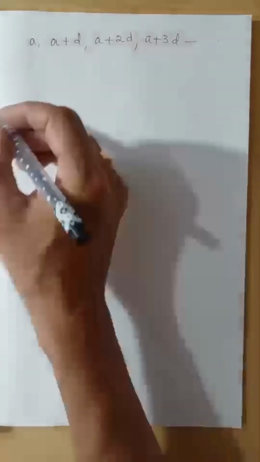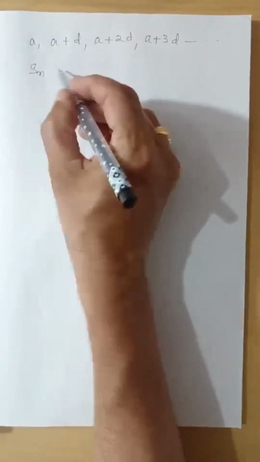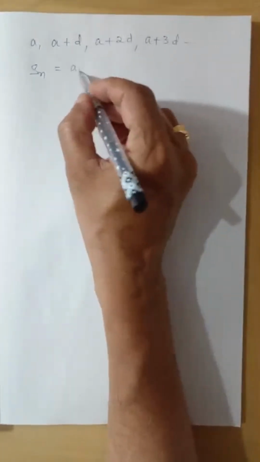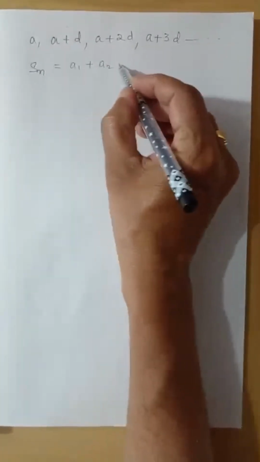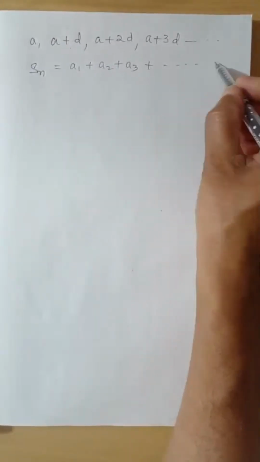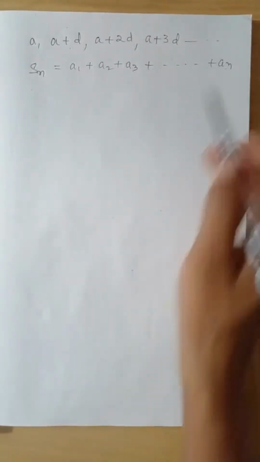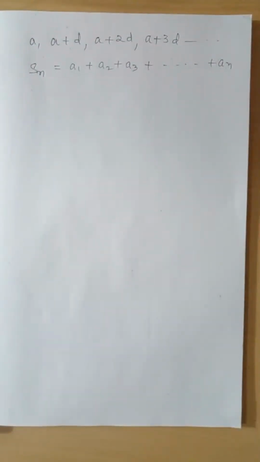For finite terms, you know that one. To find the sum of the finite terms, it is taken as a1 plus a2 plus a3 plus dot dot dot plus an. Here an means finite terms.